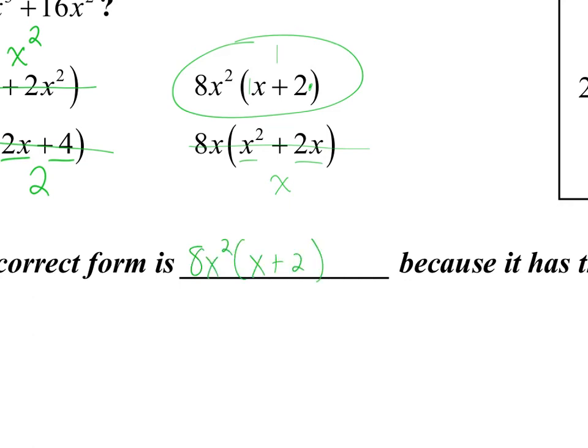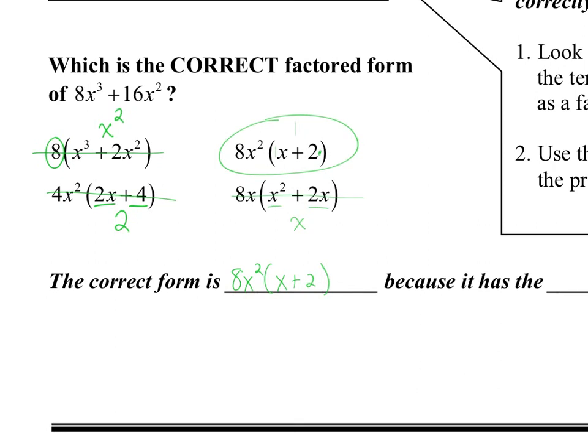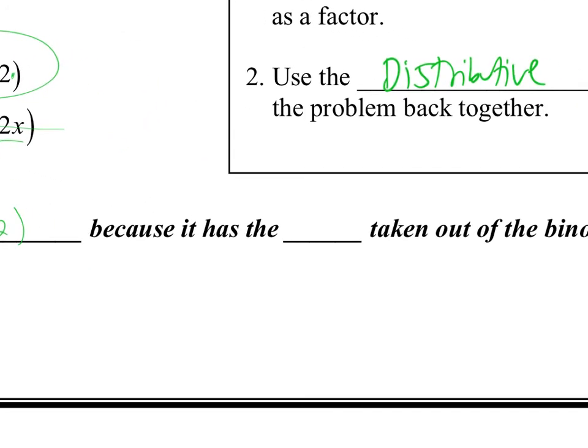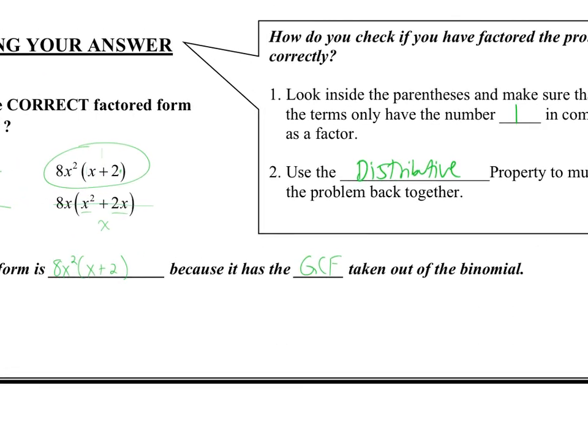But if you do it right the first time, you don't need to worry about all this guessing and checking kind of thing. If you do it right, there should be nothing else you can pull out besides 1, okay? Because it has the GCF taken out of the polynomial, or binomial.